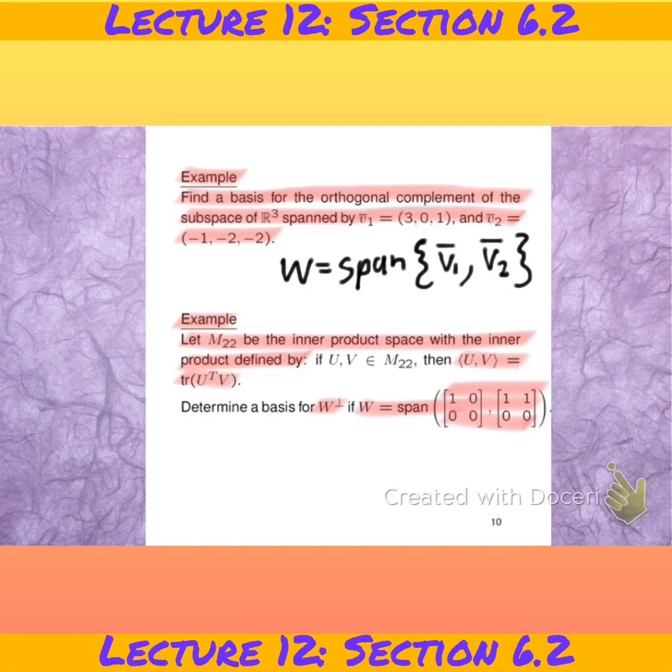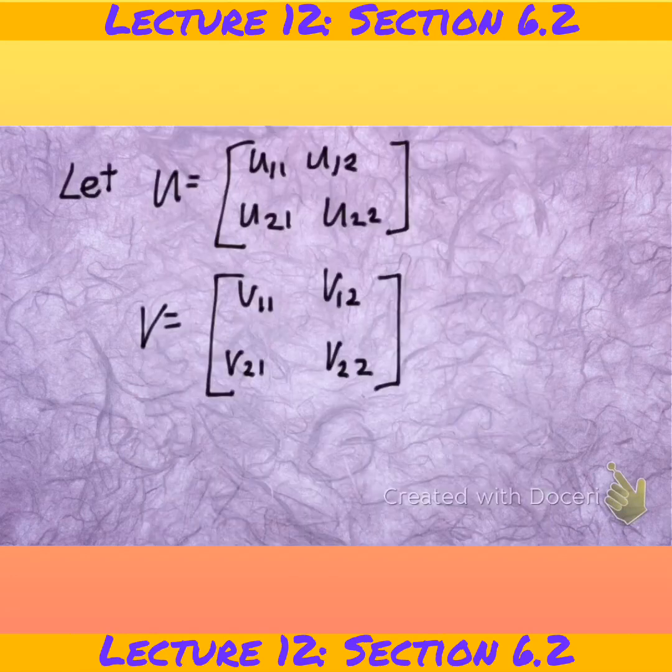A vector is in the orthogonal complement of W if and only if it is orthogonal to both these two basis vectors. So again, you need to find vectors that are orthogonal to both the two basis vectors under this inner product. Right, so what we're going to start off with is we're going to define u and v as two vectors in M22, and let's just go and look at what the inner product of u and v looks like.